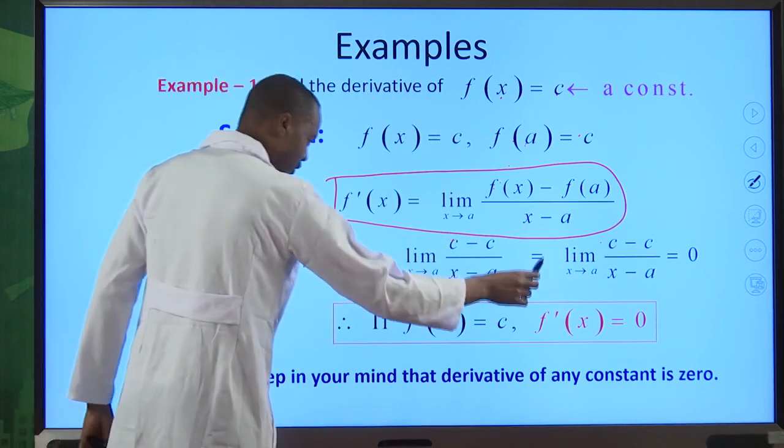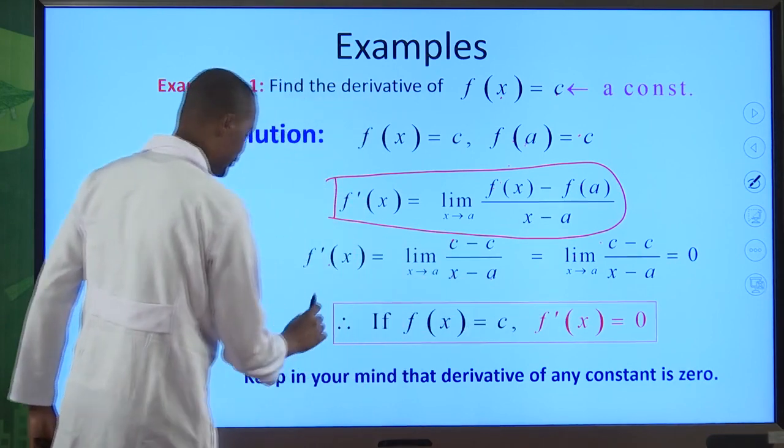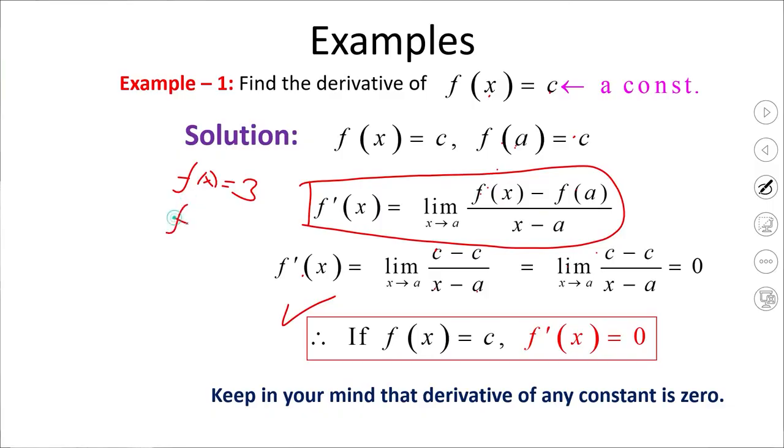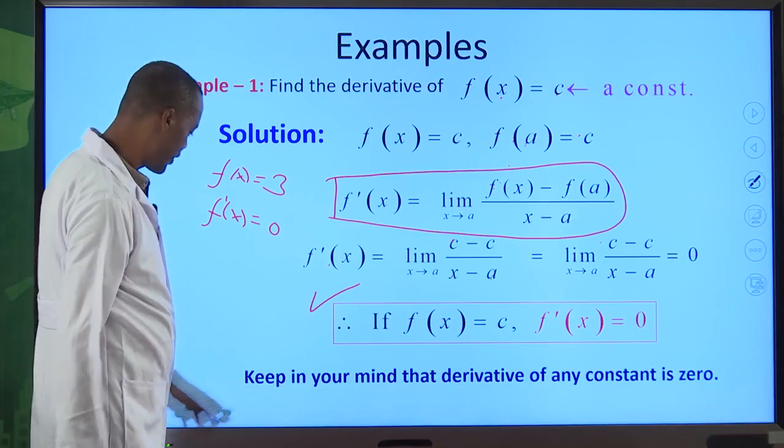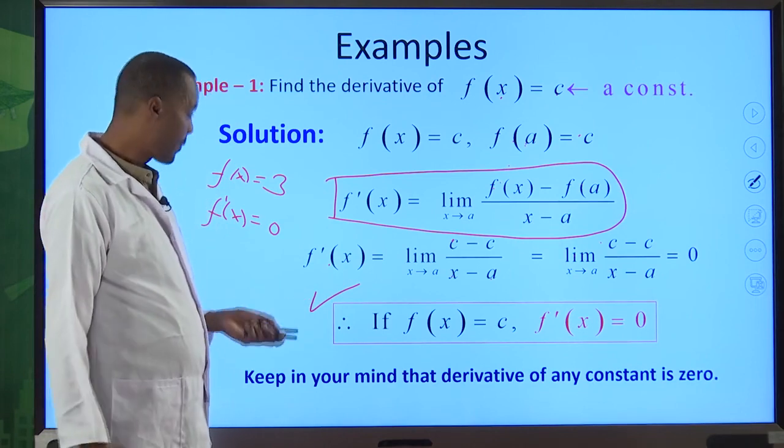So for any constant function, its derivative is always equal to 0, and you have to remember that. For example, if you are given a certain function f of x is equal to 3, what is its derivative? The derivative of f of x is 0, because it is a constant function. The derivative of a constant function is always 0.